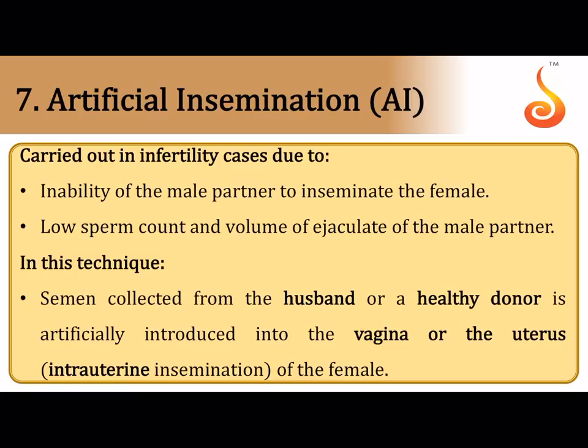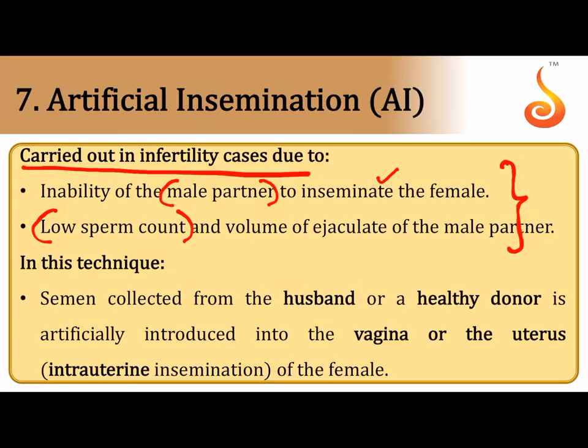Artificial insemination. Now, when is artificial insemination carried out? It is carried out when the male partner cannot inseminate the female. He is unable to ejaculate or inseminate into the female reproductive tract. Or the male partner is suffering from low sperm count. Remember, oligospermia, less than 15 million sperm per ml of semen. So these are the two cases where artificial insemination becomes an option.